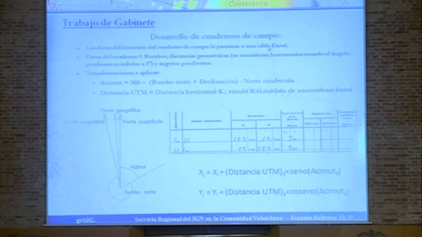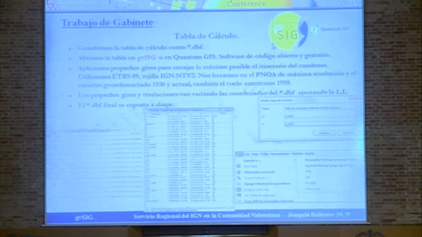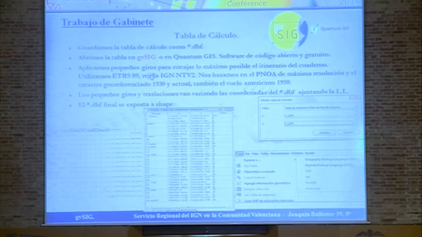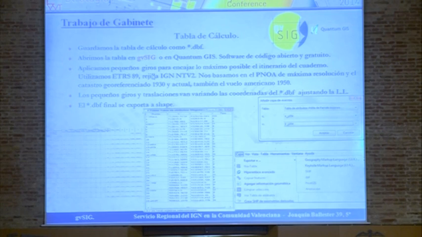Calculations are done to try and complete these boundaries. Once all coordinates are collected, they are entered into a DBF table, and based on that, we open it with gvSIG or with Quantum GIS. We then apply a number of translations.